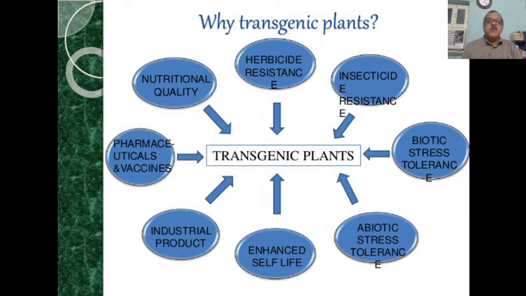In this slide, we have shown that with the help of transgenics, we can produce nutritional quality plants, herbicide resistant plants, insecticide resistant plants, plants which can grow in stress conditions like alkaline soil, acidic soil, abiotic stress tolerant plants, enhanced shelf-life plants, and we can also produce to some extent pharmaceuticals and vaccines with the help of transgenic plants.